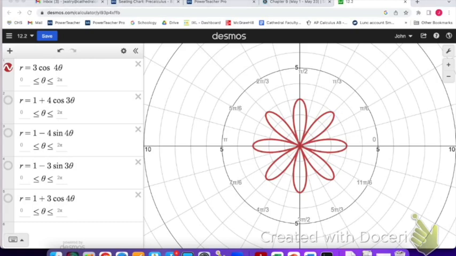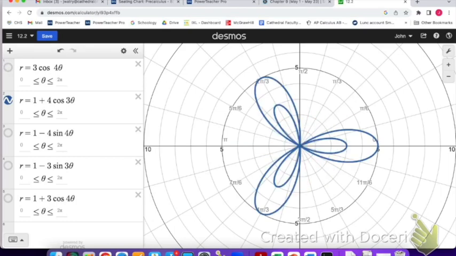We have 4 cosine of 3 theta. You might be able to figure out what's going to happen next. That's a rather interesting one. Look at that plus 4 out front. We sort of have 3 petals, but then we have a double graph going on here because we have 1 plus 4 cosine 3 theta. Like I say, when you graph these things, you get some interesting things.